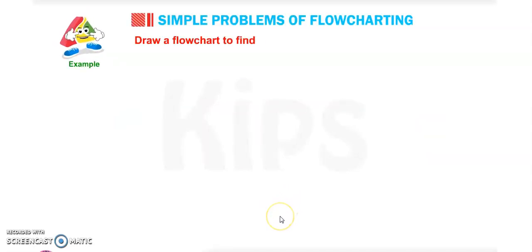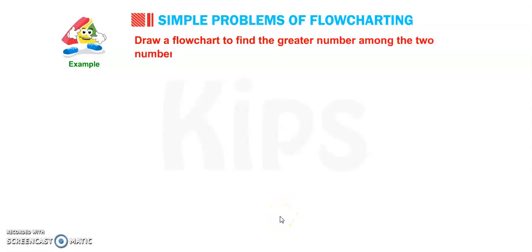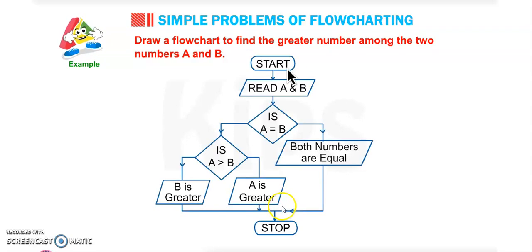Now another example: draw a flowchart to find the greater number among the two numbers A and B. So with this flowchart we can find the greater number. First, this is the start and stop box, so we can start the program. After that we have to input two values, read A and B. We can put this in the input box. After that we have to apply some conditions. For this we will use the condition and decision box, the diamond-shaped box.